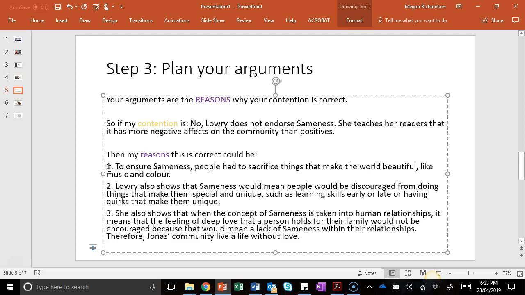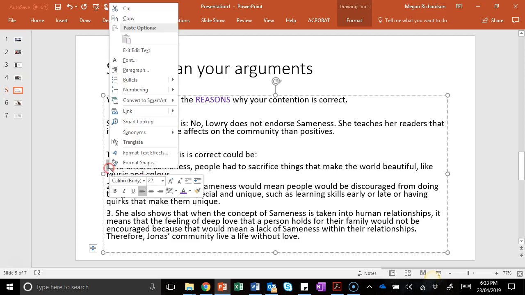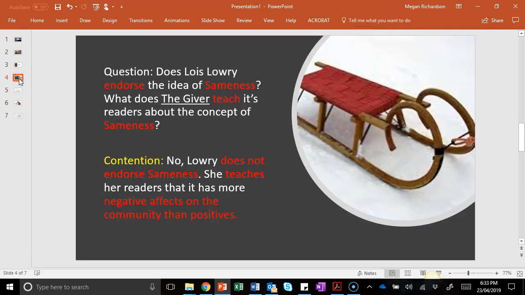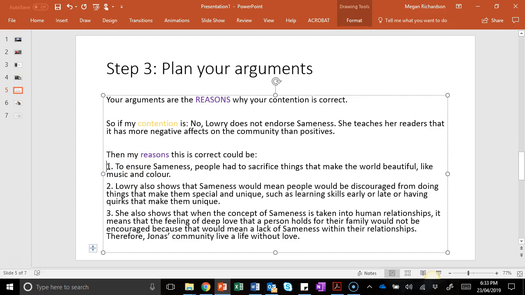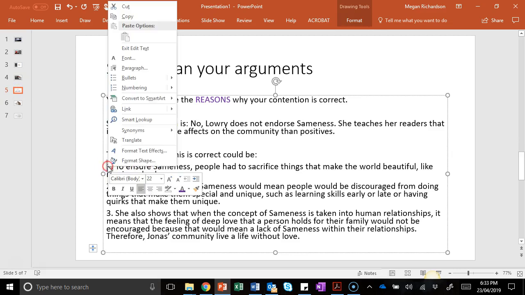Okay, so here are my reasons for the question that we had. If you need a reminder for the question that we had, here we go. Does Lois Lowry endorse the idea of sameness? What does The Giver teach its reader about the concept of sameness? And I said, no, she doesn't endorse sameness, and she teaches them that it has more negative effects than positive. So my reasons are all going to be about these negative effects.